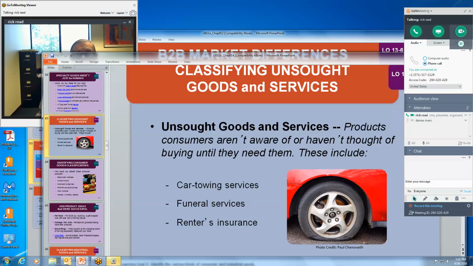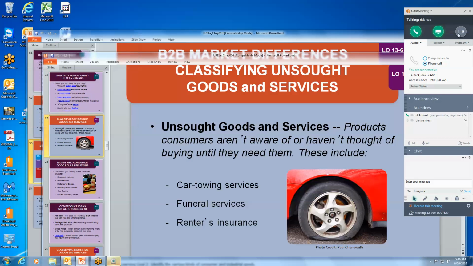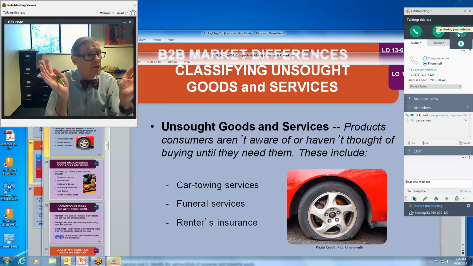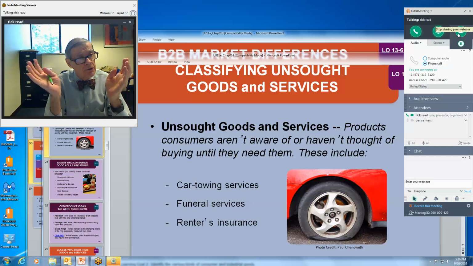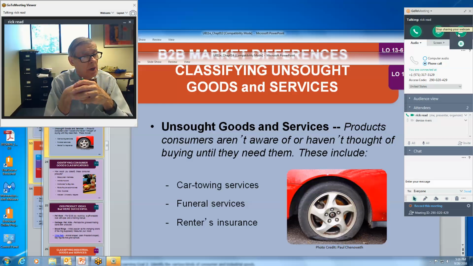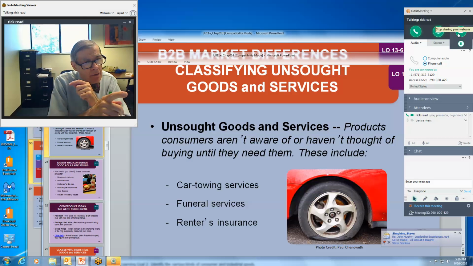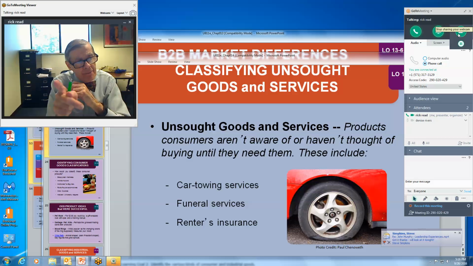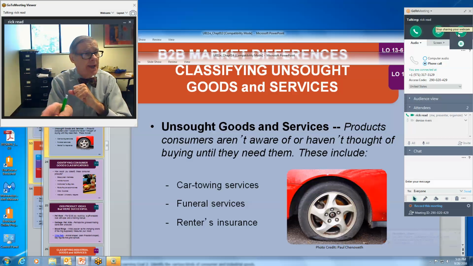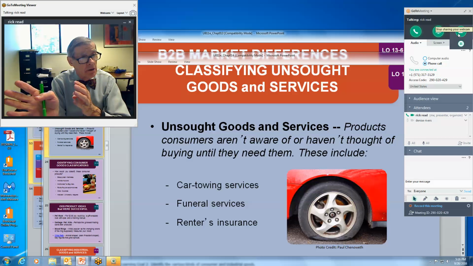And then unsought goods and services. Things like funeral services, car towing services, insurance, renter's insurance, things of that nature. These are not products we're not aware of, but products we don't think about until we absolutely have to have them, usually due to some unforeseen circumstance.